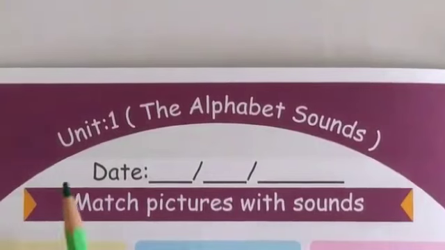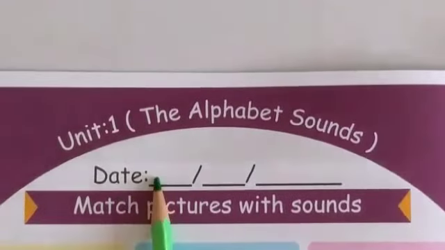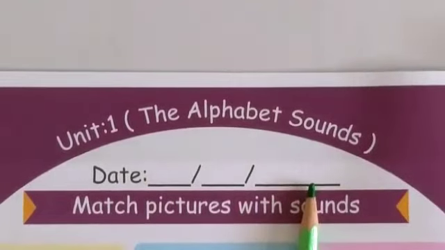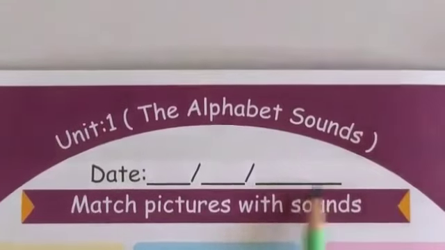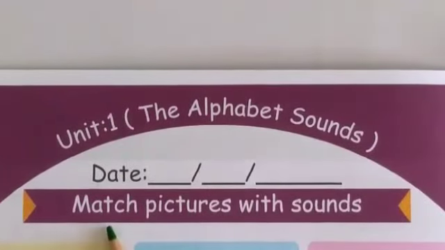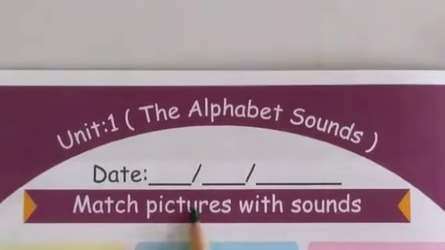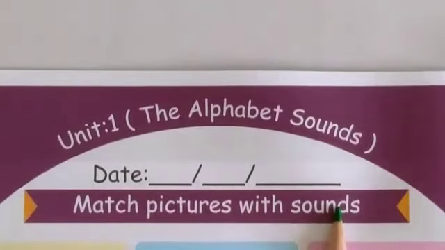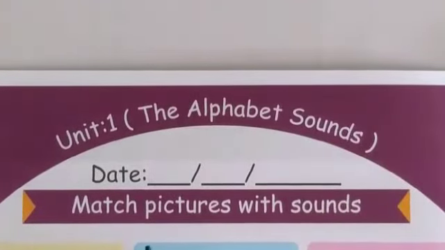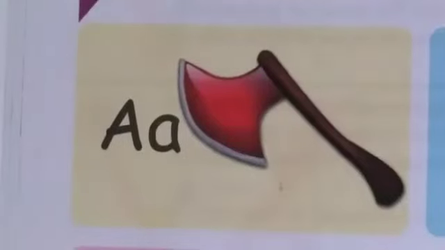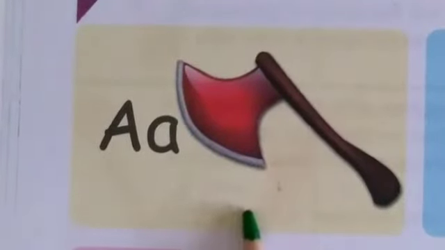Look at the next one. First of all you will write the date here, and after that you have to read what is written over there. Match pictures with sounds. Yes, today we are going to do matching. We will match pictures with sounds. So let's see and start. Look at the first picture and tell me what is this.